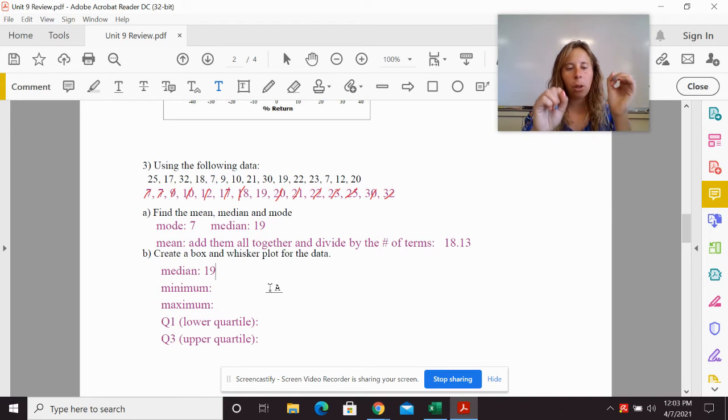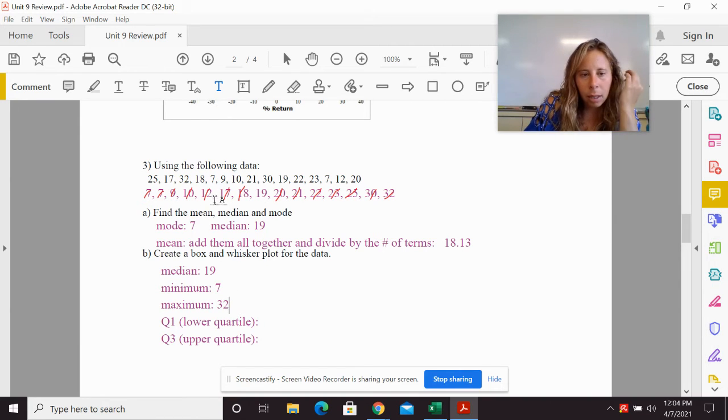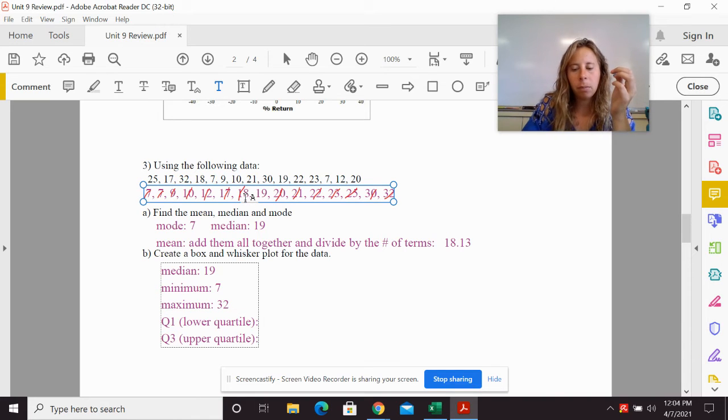The minimum, so what's your lowest point? What's your lowest value of data? 7. Okay. What's your highest? 32. 7, 32. Your lowest, which is your minimum, and your highest. Okay, lower quartile. So now what you do is, let me see if I can erase these little, oh, it's going to delete everything, isn't it? Oh, it didn't. Nice. All right. So we're going to just ignore our median. So our median's 19, so we're just going to cross them out. We don't want to deal with them. Okay.